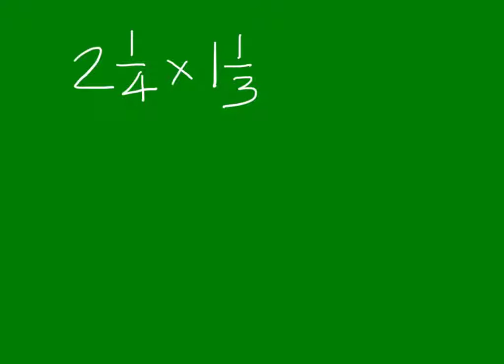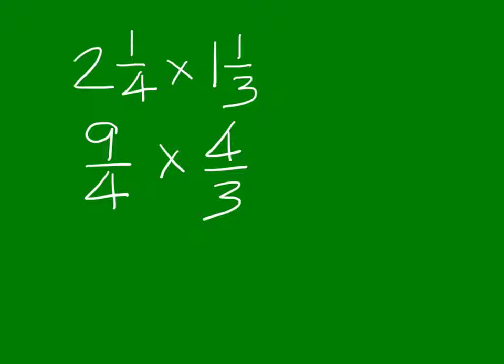2 1/4 is 9/4 as an improper fraction, and 1/3 is 4/3 as an improper fraction. There are things you can do when you're multiplying fractions to make it easier on yourself. Look at this.